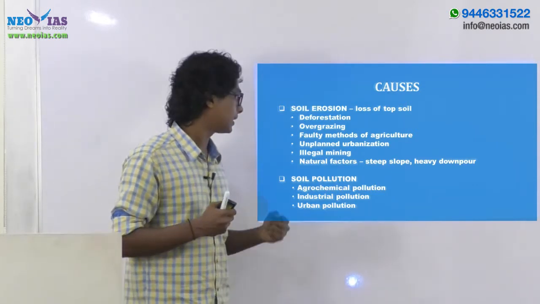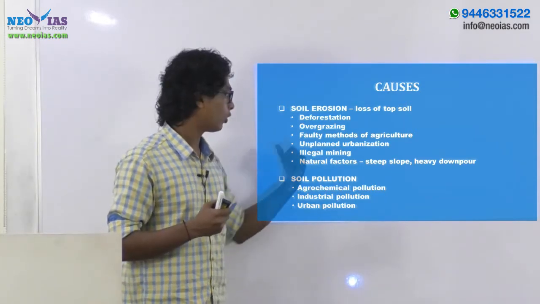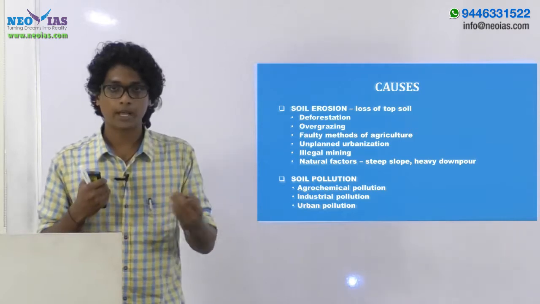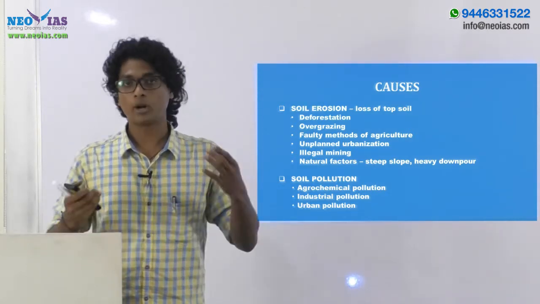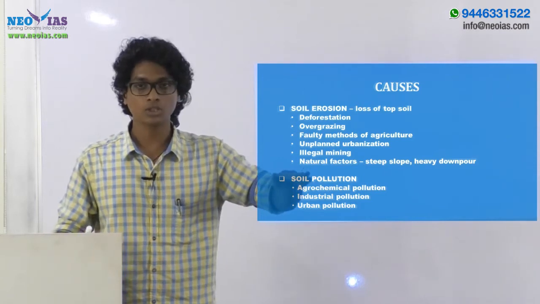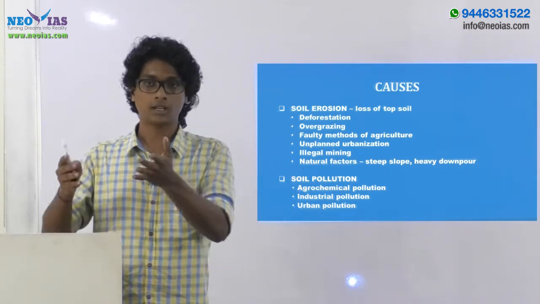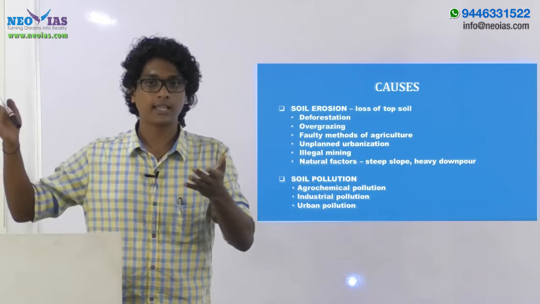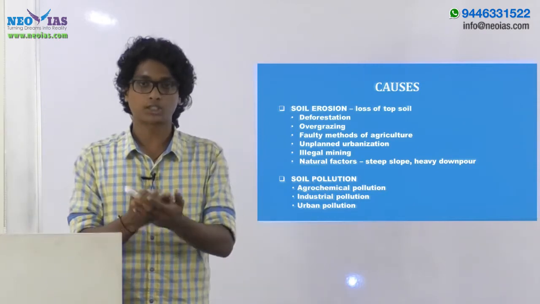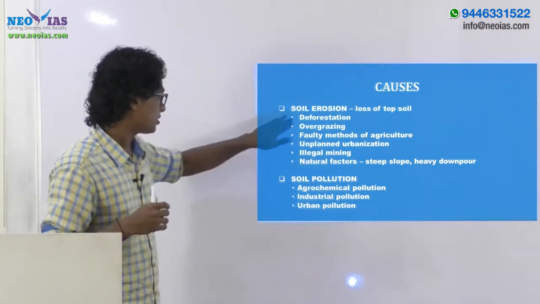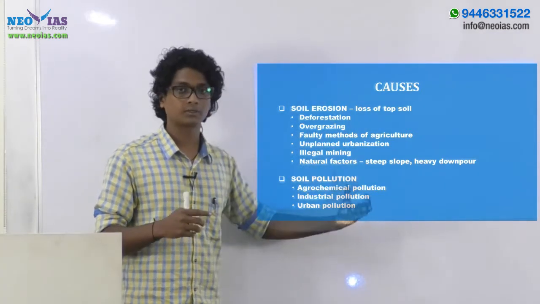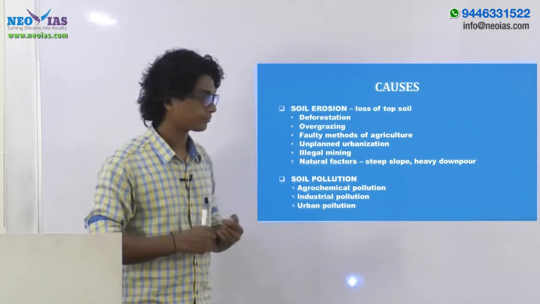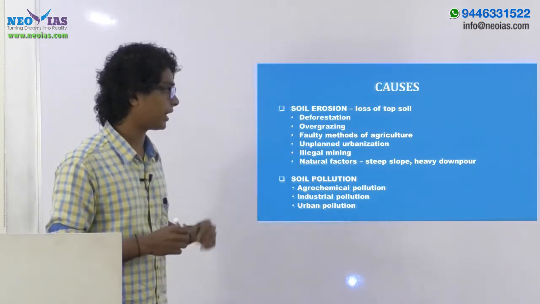The prime reason is deforestation, followed by overgrazing. If you are deforesting or overgrazing is there, the vegetation cover will be lost and the surface runoff, through water as well as wind erosion, will be stronger. So deforestation and overgrazing, especially overgrazing taking place on hilly slopes, can result in soil erosion.